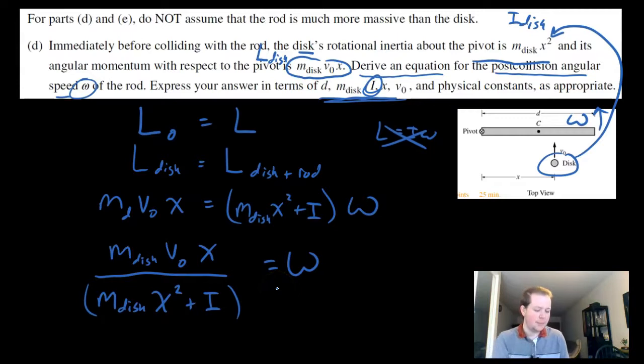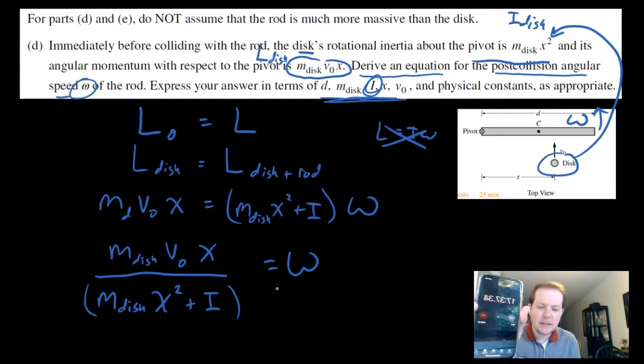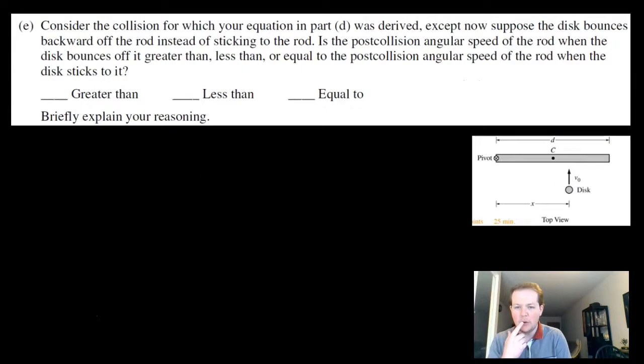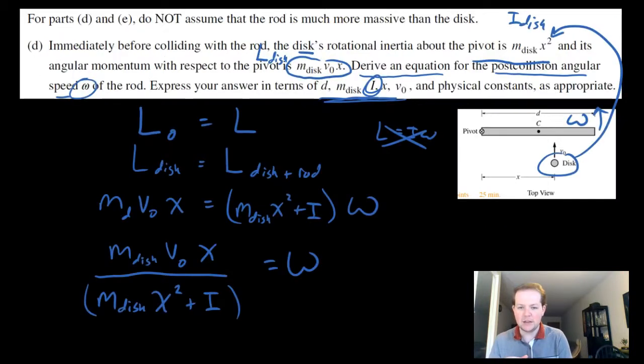Let me check my clock. How am I doing? I got 17 minutes and 30 seconds, so I still have about 8 minutes or so for my time. So let's keep on going. Letter E. Consider the collision for which your equation in part D was derived. Okay, so I have this equation. I got some speed of the disk.